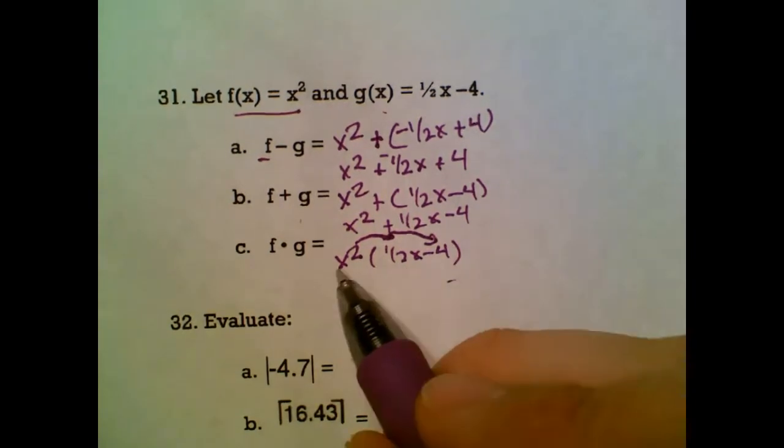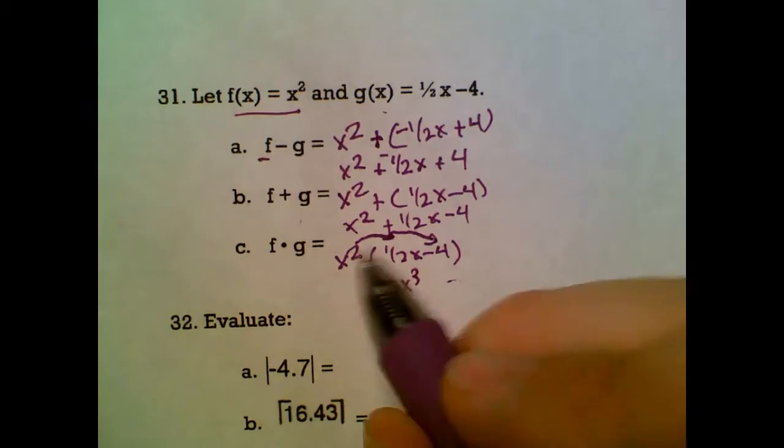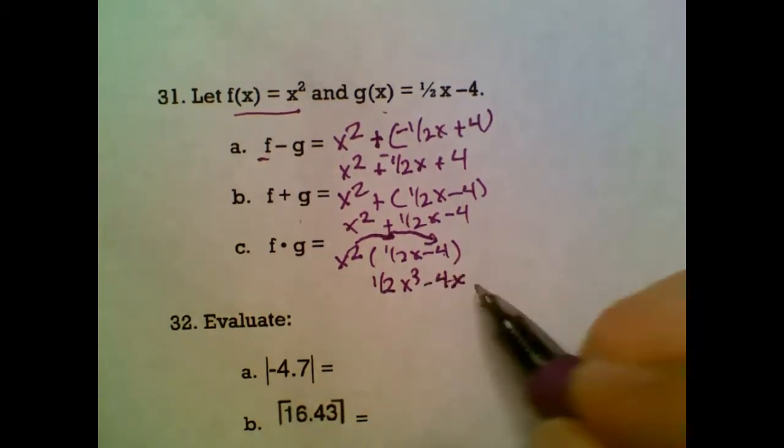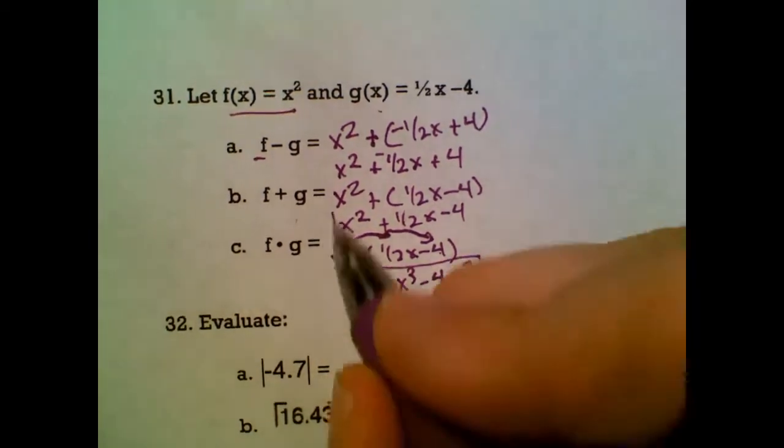Well, what's 1/2 x times x squared? Comes out to be 1/2 x to the third. And what's negative 4 times x squared? Negative 4x squared. Here's your solution right there. So these are your 3 solutions for this section.